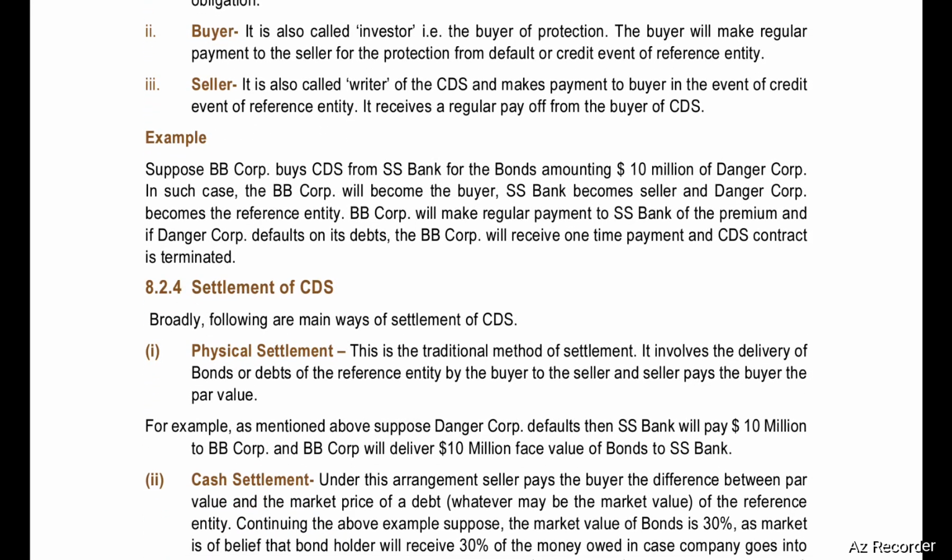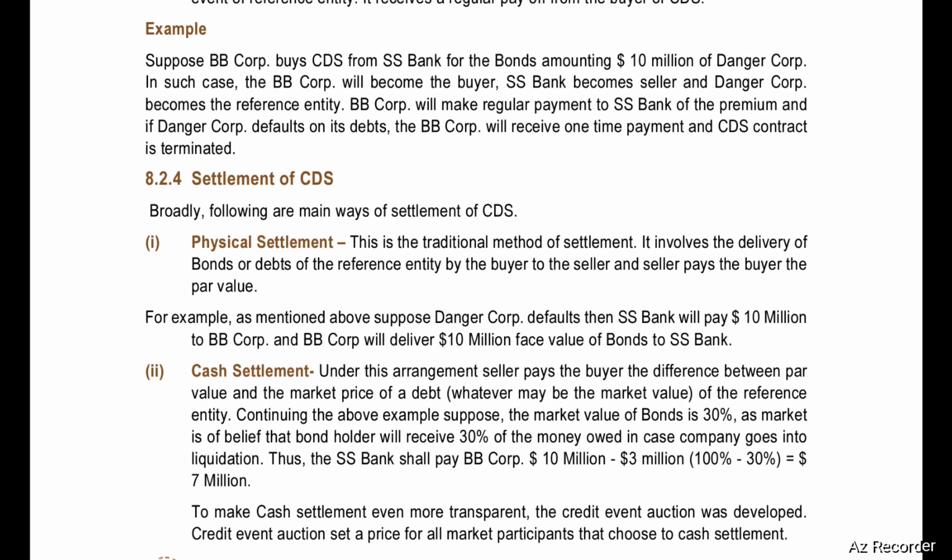Example, suppose BB Corporation buys CDS from SS Bank for the bonds amounting to 10 million US dollars of Danger Corporation. In such case, the BB Corporation will become the buyer, SS Bank will become the seller, and Danger Corporation will become the reference entity. BB Corporation will make a regular payment of the premium to SS Bank, and if Danger Corporation defaults on its debts, the BB Corporation will receive a one-time payment and CDS contract is terminated.